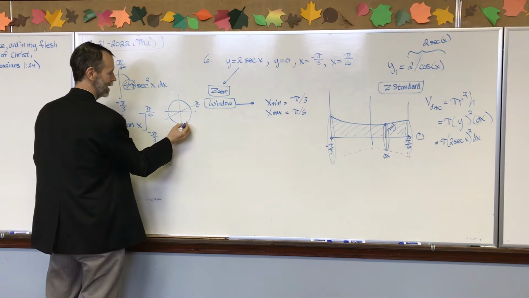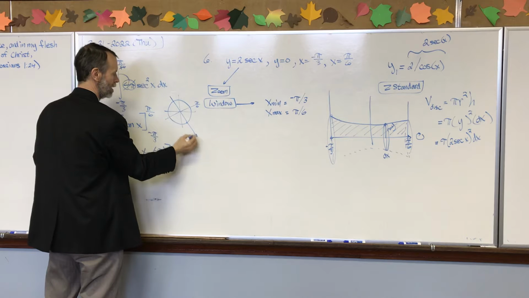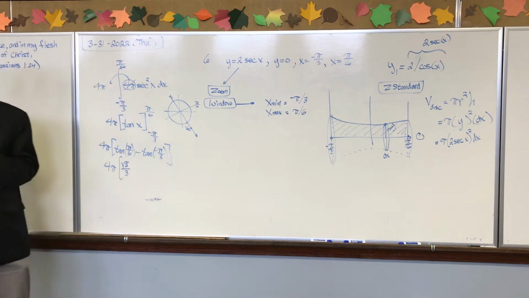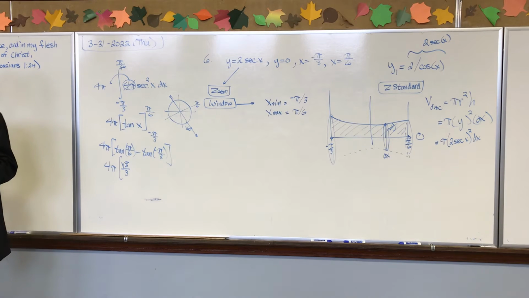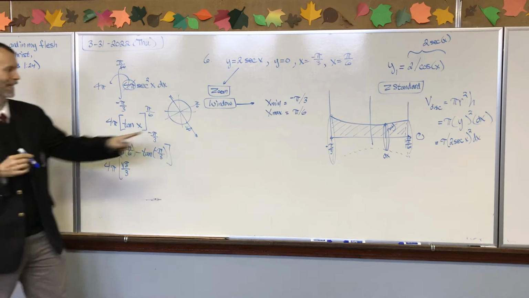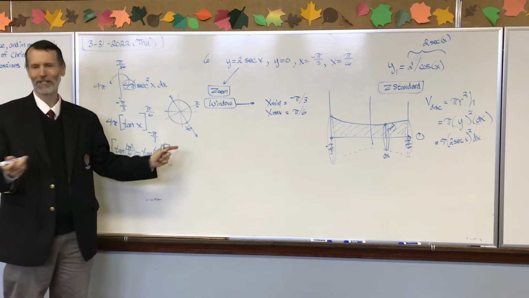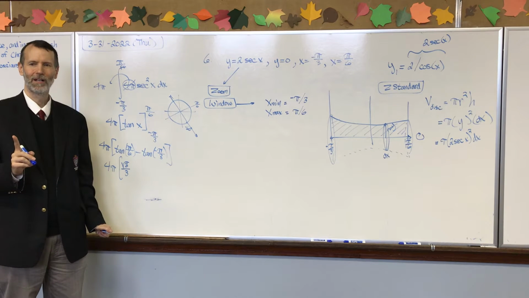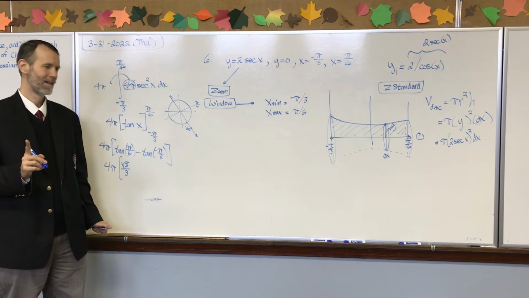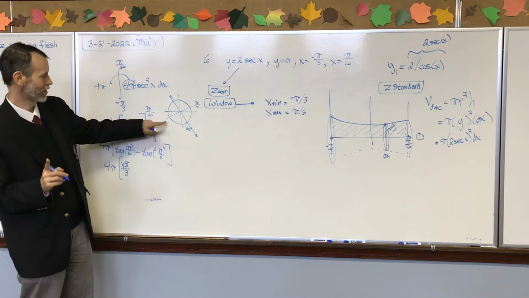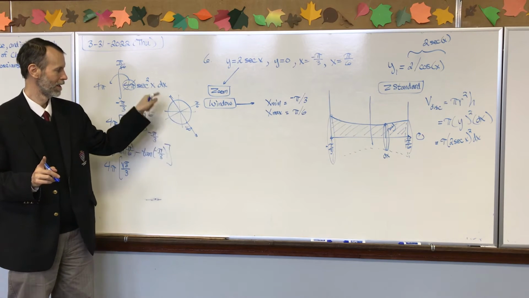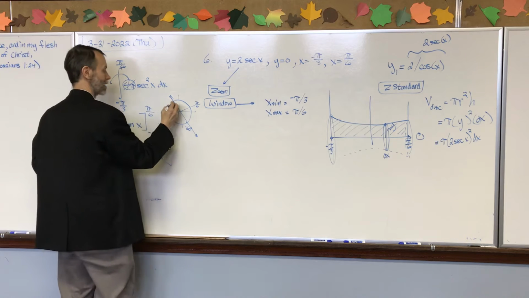Negative pi over 3 is here. It's negative 60 degrees. By the way, that has the exact same slope as what other angle? This is negative 60. I mean, it also has 300, but that's the same spot. Can you name one other place on the unit circle where it has the exact same slope? 120, correct.